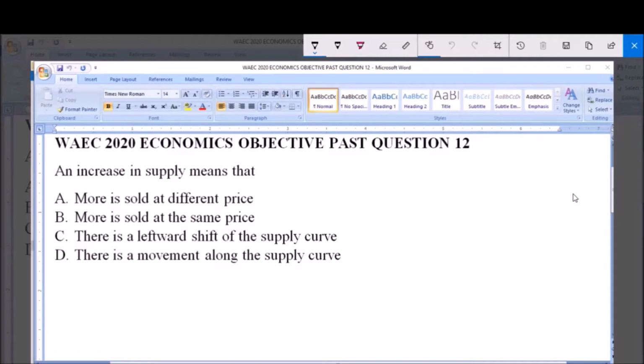An increase in supply means that A. More is sold at different price, B. More is sold at the same price, C. There is a leftward shift of the supply curve, D. There is a movement along the supply curve.